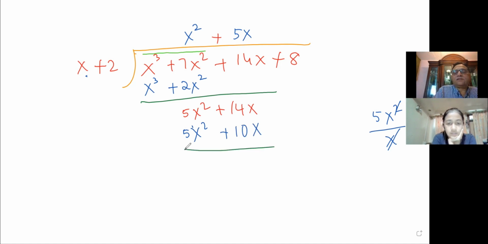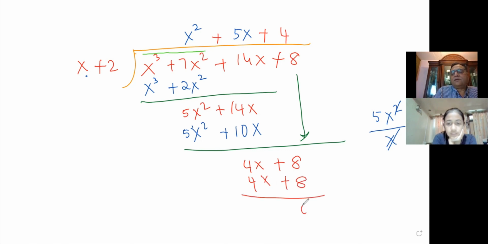Now you again subtract and bring down the next term. What do you get? 4x. 4x plus 8. And now you have to divide. What should you put on the quotient? 4x divided by x is 4. So you get 4x plus 8. Is that okay? Yes. Zero remainder.